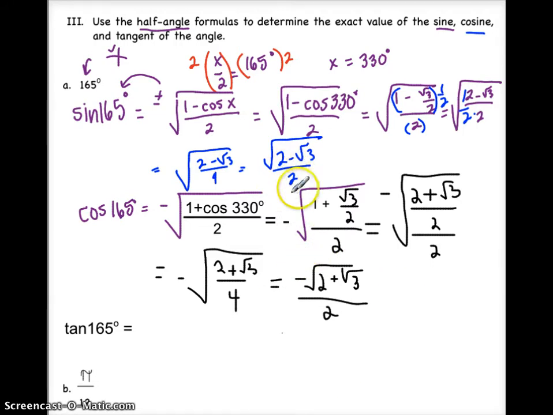Well, I see right off that the denominators of 2 would cancel. So our tangent is the square root of 2 minus the square root of 3 divided by negative square root of 2 plus root 3. And remember, you do not have to rationalize.